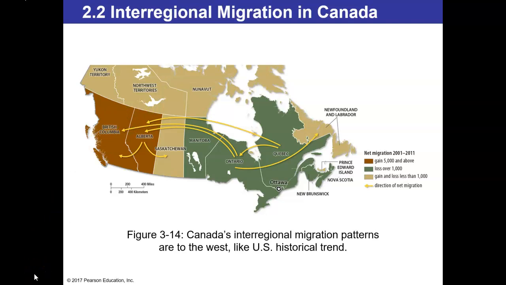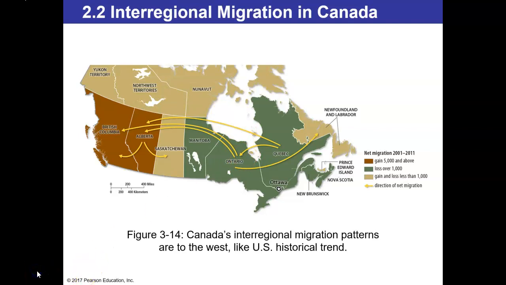Canada, just like the United States, has had interregional migration primarily from the east to the west for nearly 2 centuries. Since 2001, the 2 westernmost provinces, Alberta and British Columbia, have had nearly all of Canada's net in-migration, whereas Ontario has had the largest net out-migration.